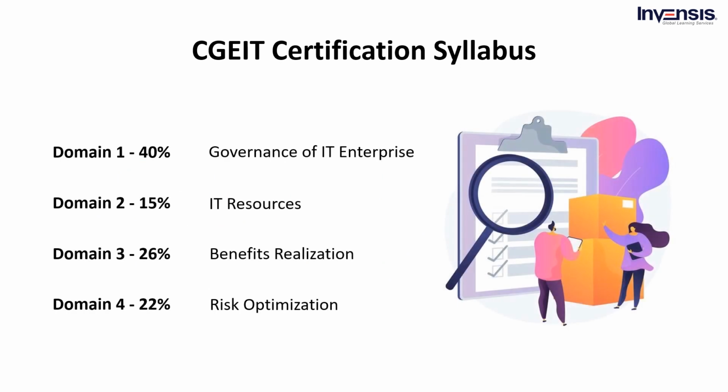Governance of enterprise IT, which carries 40% of the syllabus; IT resources, which carries 15% of the syllabus; benefits realization, which carries 26% of the syllabus; risk optimization, which carries 19% of the syllabus. Now, the examination is based on 4 enterprise IT governance knowledge domains and is subdivided into many knowledge areas. According to the ISACA CGEIT certification syllabus, each of the above domains is divided into many knowledge areas.